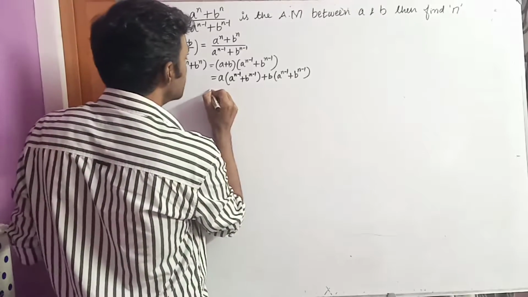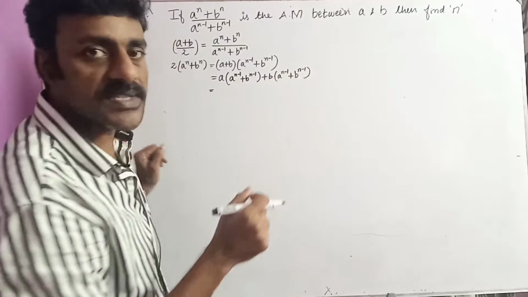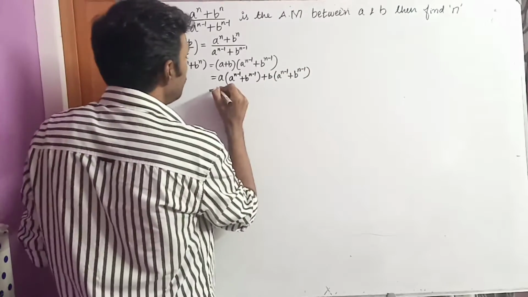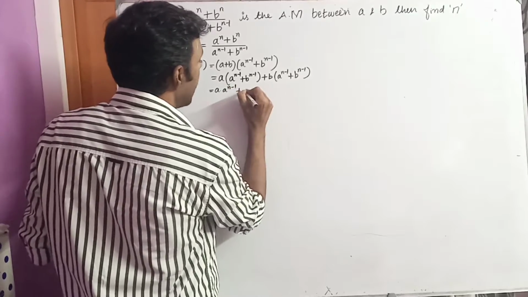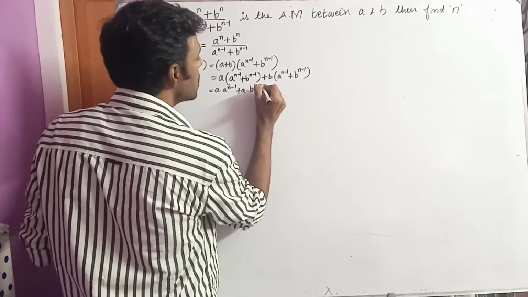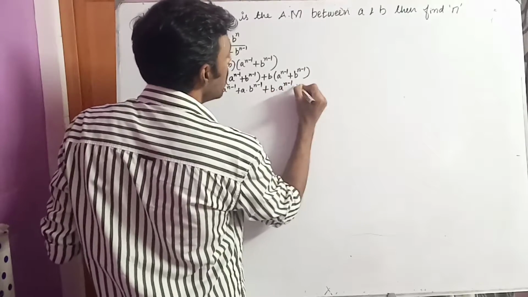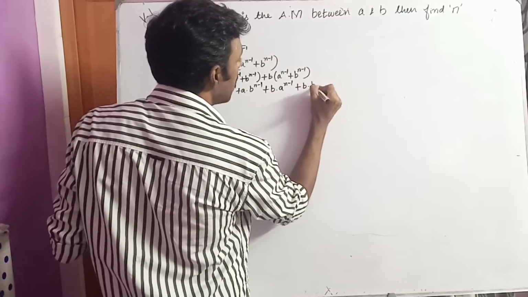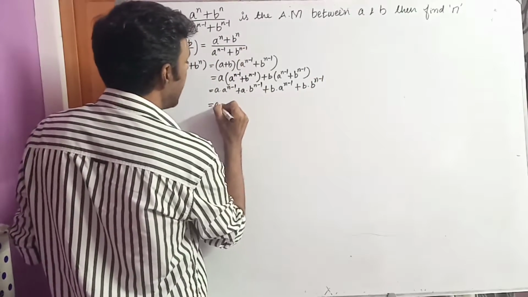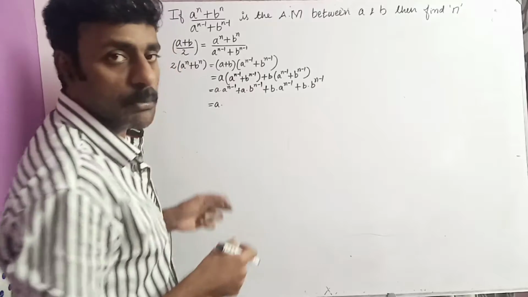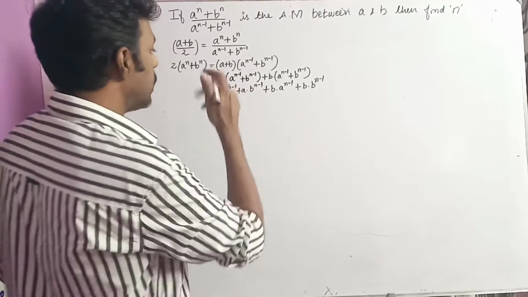Now I'm going to multiply this a with the individual terms present inside the bracket. So it will be a into a^(n-1) plus a into b^(n-1) plus b into a^(n-1) plus b into b^(n-1). Now upon expansion, I'll be getting a times a^(n-1). What is a^(n-1)? It is nothing but a^n into a^(-1).